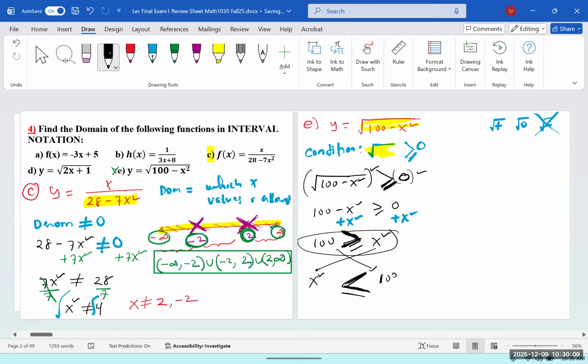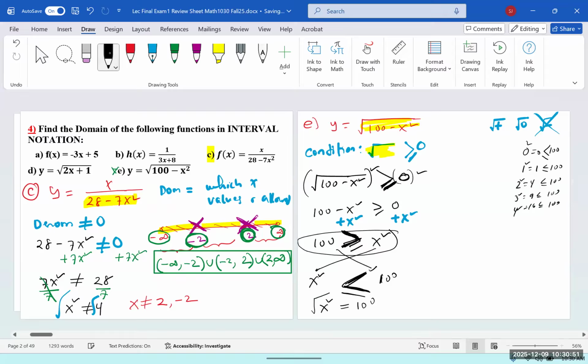Either use the number line to figure that out, or you can do it one by one. For example, 0 squared is 0, it's smaller than 100. 1 squared is 1, it's smaller than or equal to 100. 2 squared is 4, smaller than 100. 3 squared is 9, smaller than 100. 4 squared is 16, smaller than 100. So you can find them one by one, or you can simply solve for x. If you solve for x, then you shouldn't use the inequality anymore. You should use just the equal sign.